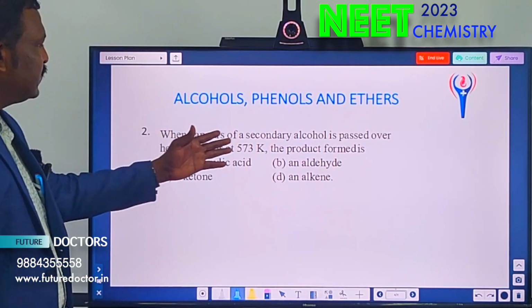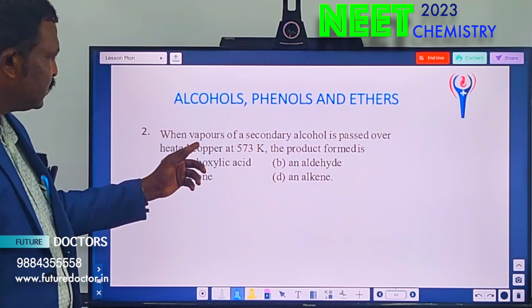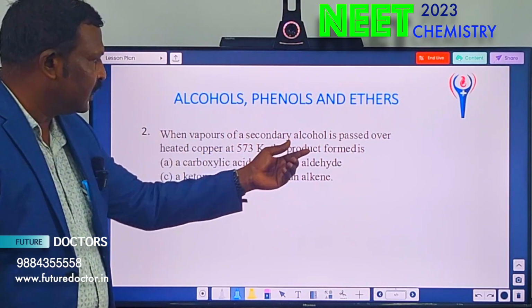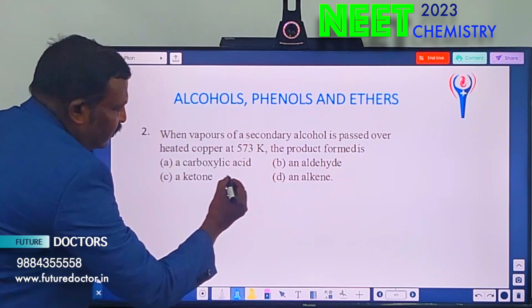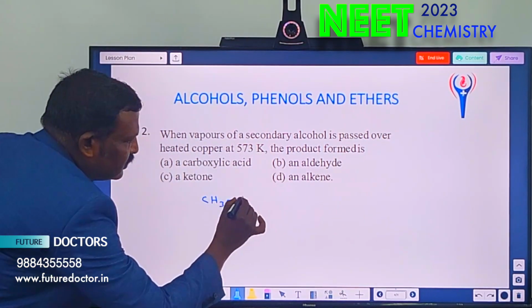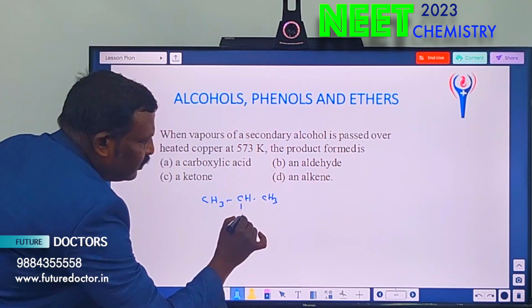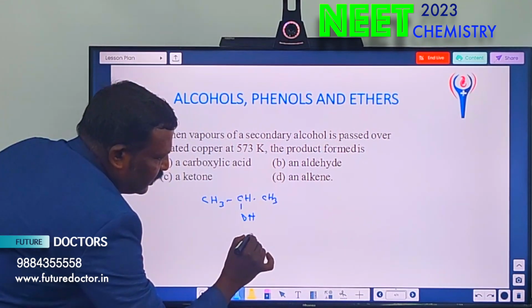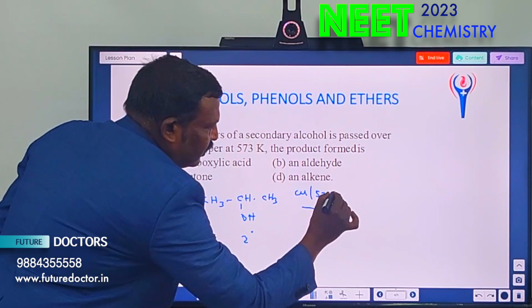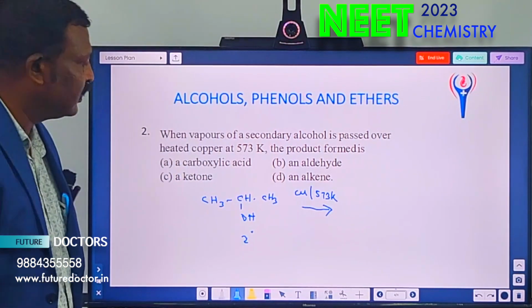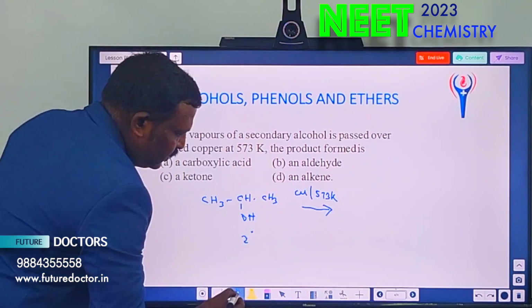Next one. When vapors of secondary alcohols are passed over heated copper at 573 Kelvin, the product formed is dash. So see the secondary alcohol: any secondary alcohol, CH3, CH3, down OH. This is called a secondary alcohol. Copper at 573 is a familiar number, the catalytic dehydrogenation test. So what product is obtained?